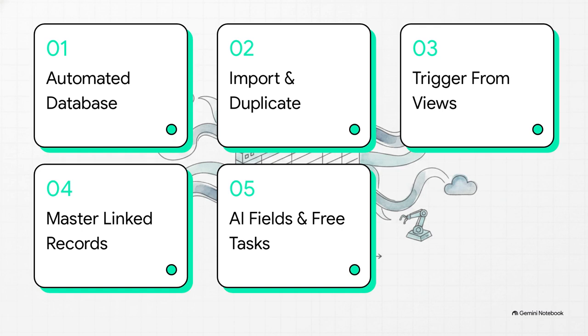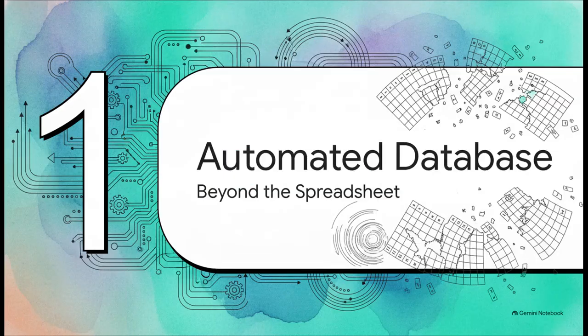1. Meet your automated database. 2. Import and duplicate structures. 3. Trigger zaps from views. 4. Mastering linked records. And 5. AI fields and free tasks. Let's dive right in. Section 1.